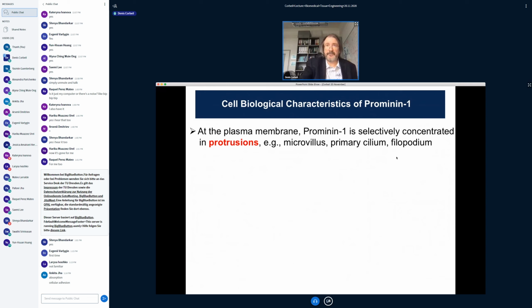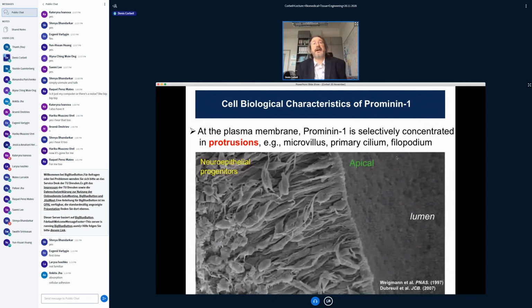Okay. So this molecule turned out to be highly expressed in the protrusion. As you can see here, that's the neuroepithelial progenitor, which I was talking about in the beginning. And I was showing the green staining was located here on the surface, the apical surface. This surface is different than the lateral one because you will have in the beginning tight junctions, which allow to seal the two surfaces differently. Now the composition of the protein here is different than the lateral one.